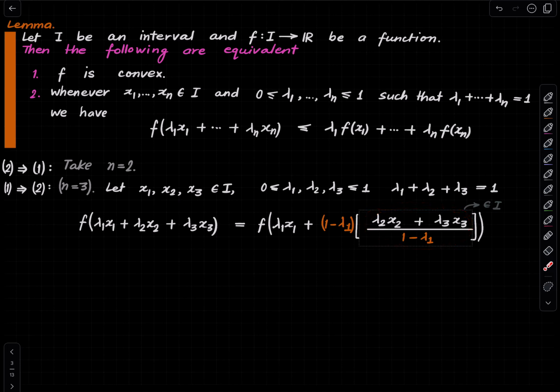And now we use the convexity of f because we have lambda 1 times something and 1 minus lambda 1 times something, where lambda 1 is in the range 0 to 1. So by convexity of f, we have this is at most lambda 1 f of x1 plus 1 minus lambda 1 f of, let me write the remaining thing as follows.